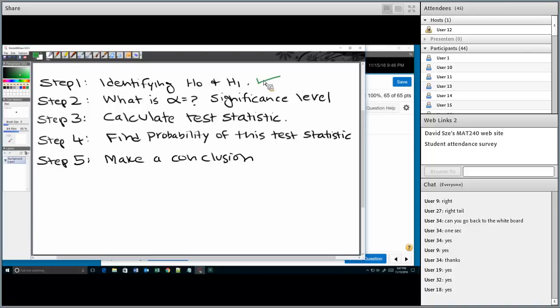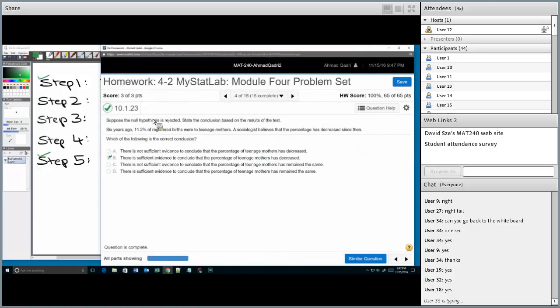Actually, I'm going to use a different color. You should be able to identify the null and the alternative hypothesis now, okay? And this is step 1. So you're okay with step 1. We're going to skip through these 3 steps. Now we're working on this make a conclusion step. So you should be okay with this too. So let's take a look at this.